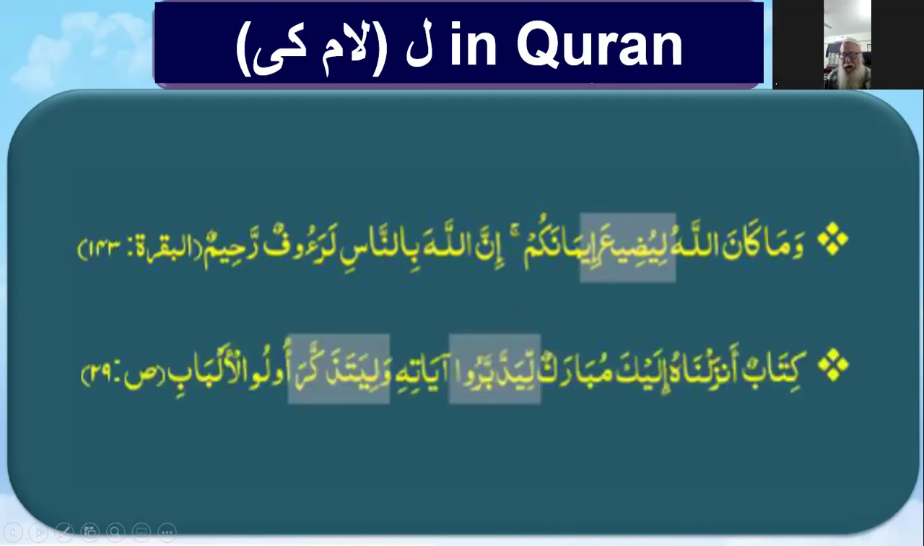Bismillah. Kitabun anzalnahu ilayka mubarakun liyaddabbaru ayatihi wa liyatazakkara ulul albab. Li, lam kai. It was yatadabbaruna. Lam kai came, drop the noon and the alif comes. Noon goes, alif comes. Again the same. Yatazakkaruna. So li came, remove the noon. Li yatazakkara.